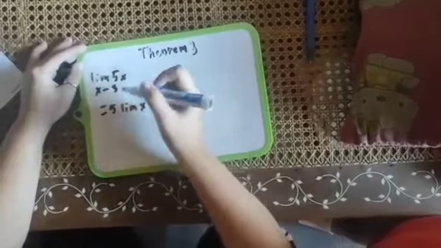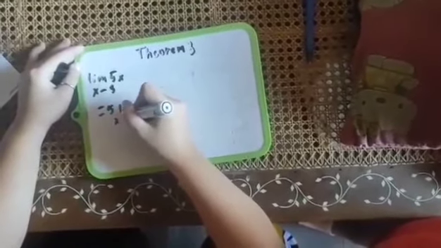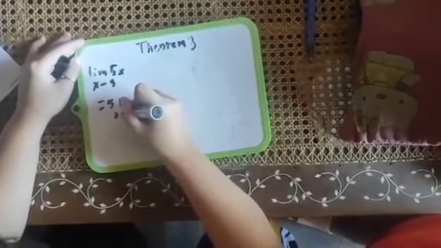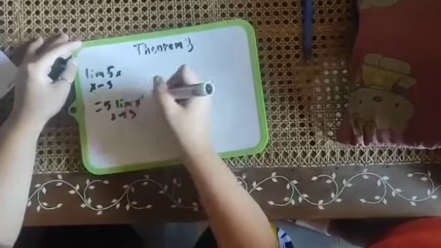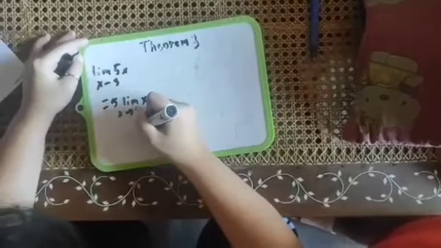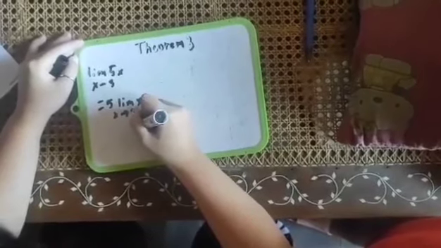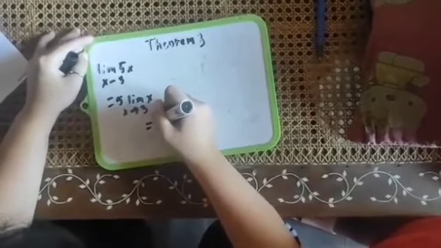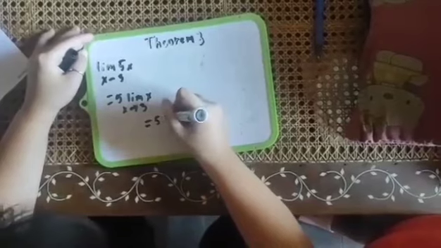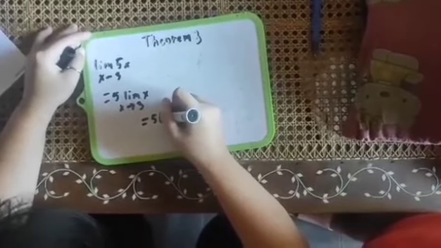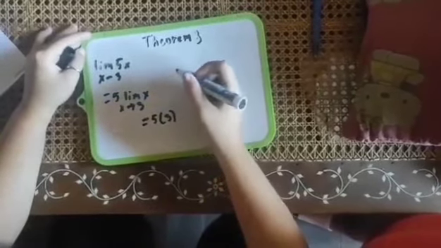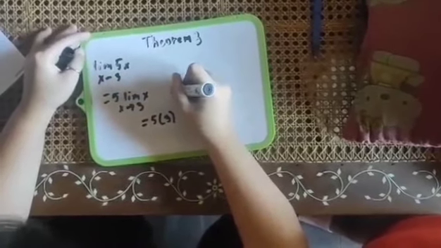Para mas maintindihan natin, limit of 5x as x approaches 3, lalabas natin yung 5, tapos ikakopy natin yung limit of x as x approaches 3. Pagtapos, ilalagay natin sa baba yung 5, tapos ita-times natin siya sa 3. Ang magiging sagot dyan is 15.